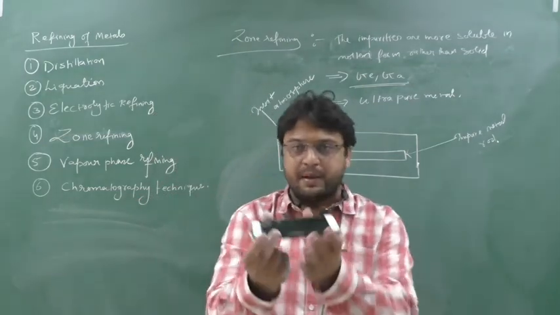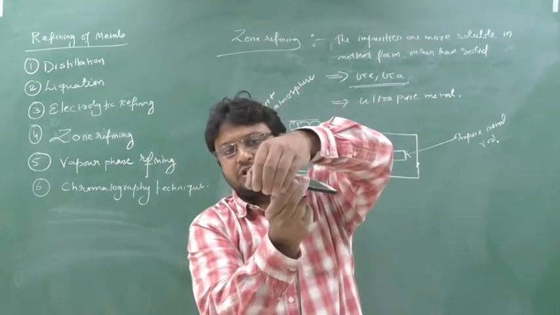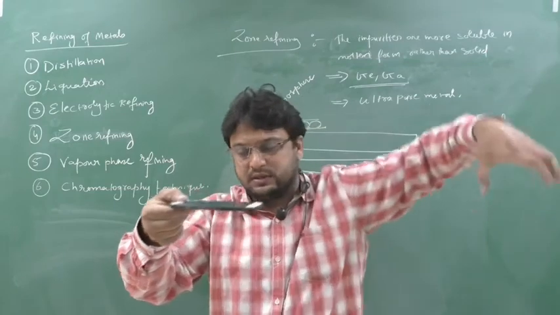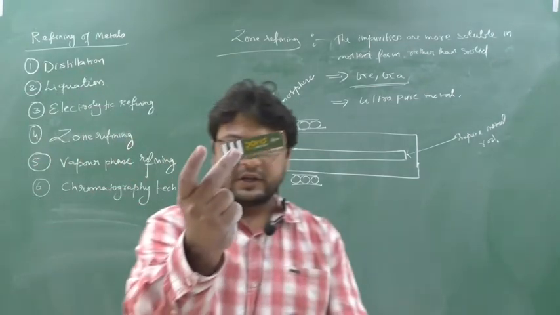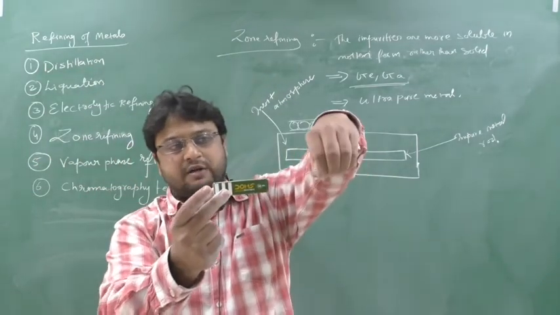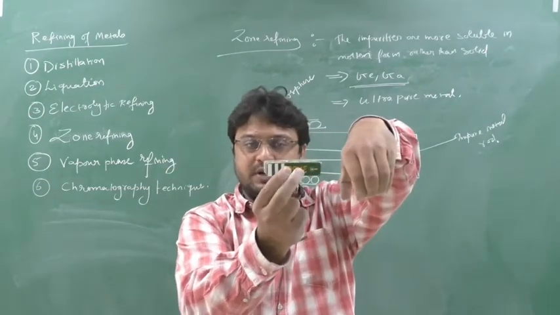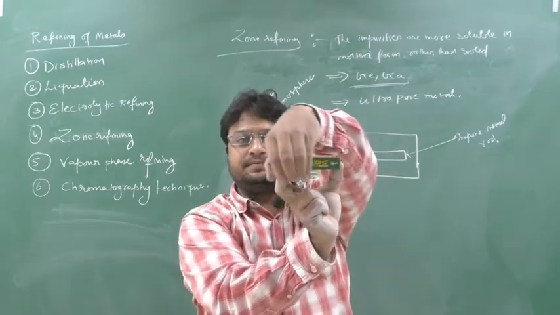Circular heater. Suppose this is one rod, ultra pure. So on this, this will pass like this. Clear this part? So this is the impure metal rod. I will make one mobile circular heater. The tube will be stagnant, fixed, but the heater will move.